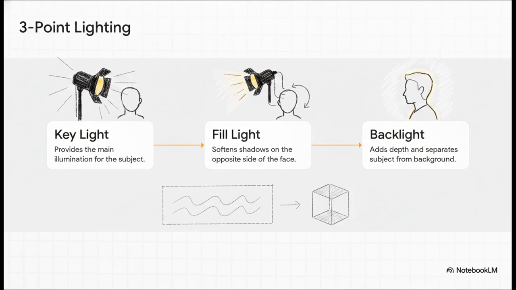First, your key light provides the main illumination. Second, your fill light softens the harsh shadows on the opposite side of the face. And finally, the backlight shines from behind, separating your subject from the background and giving them this gorgeous professional outline.